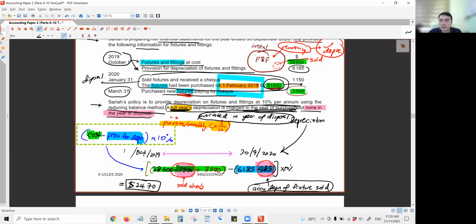Prorated in year of disposal means in the year you sold it off, you still have to charge depreciation for the NCA that you sold off. You have to see how many months you own it in the year you sold it off. Okay, but this is a bit complex. I will show you what to do when we see other kind of question. For sure, we will see more depreciation questions in the future. Okay, so this is the first version that you will see, none in the year of disposal. This is the most common one. Most of the time, you will see this line.